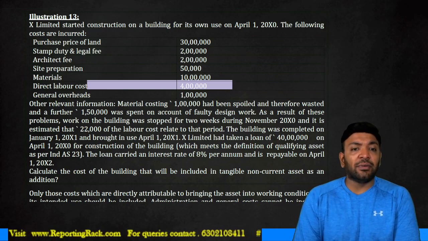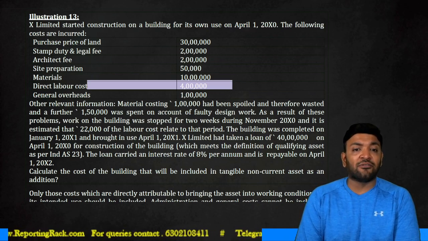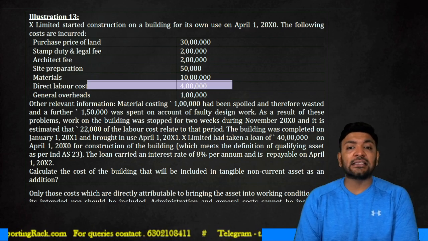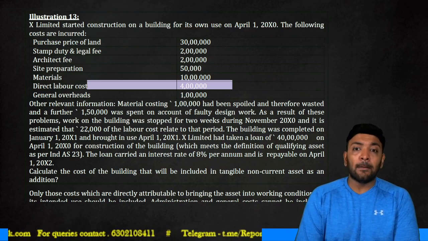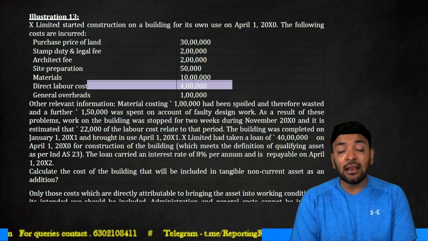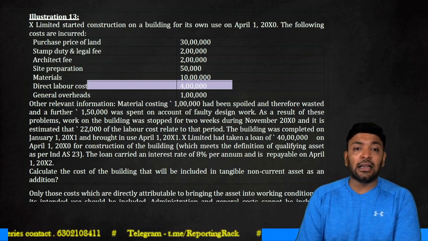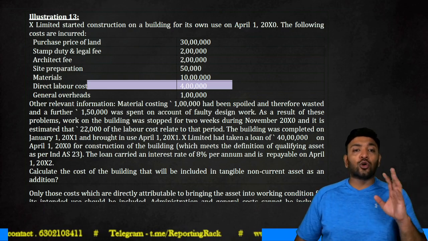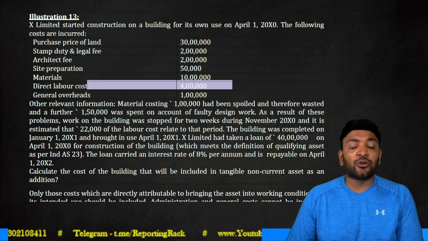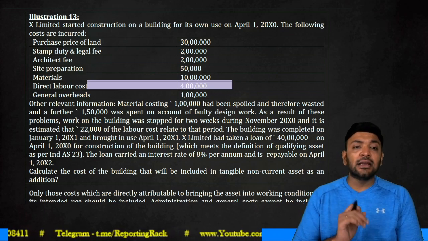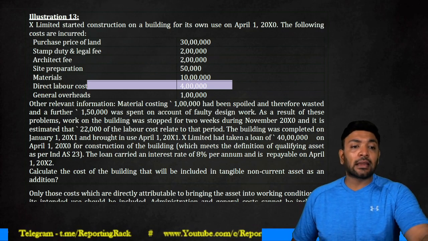And the construction of building satisfies the borrowing cost qualifying asset definition. Loan carries a rate of interest at 8%. It is repayable in April, but I'll only capitalize it till Jan because that is the date on which the asset is available for intended use. So total how many months? April to Jan. So up to 1st Jan, it's approximately 9 months. 8% interest on 40 lakhs is eligible to be capitalized.